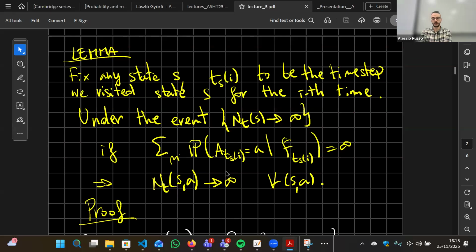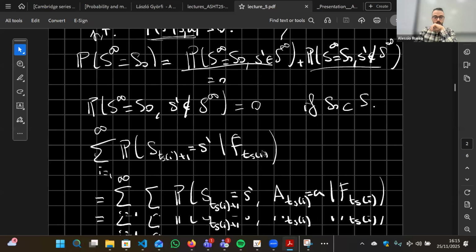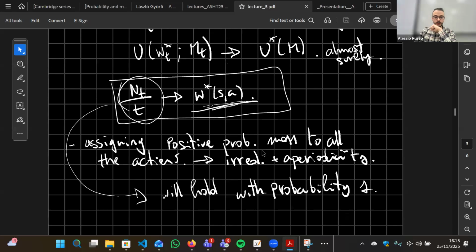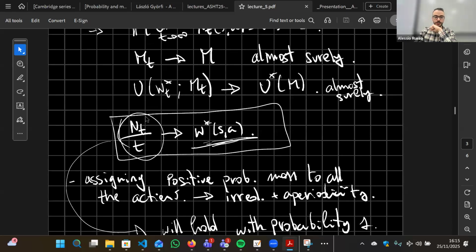communicating MDPs, you are guaranteed that you will visit all state-actions infinitely often. And this comes from the fact that in a communicating MDP, you can always find a way to go from one state to another. So if you can guarantee that an action will be sampled infinitely often in a state, then you can also show that you will visit all the states infinitely often. And based on this result, you can also show the ergodic result I told you before, and finally show that this average visitation frequency converges to the optimal stationary distribution.